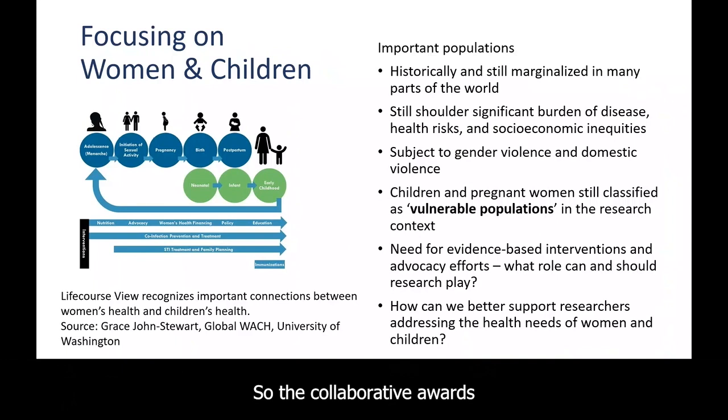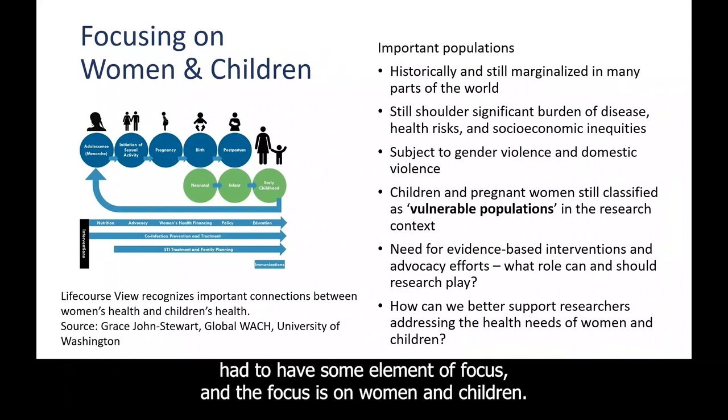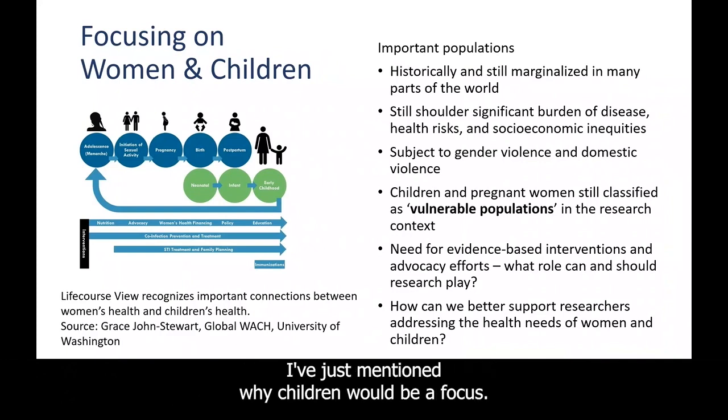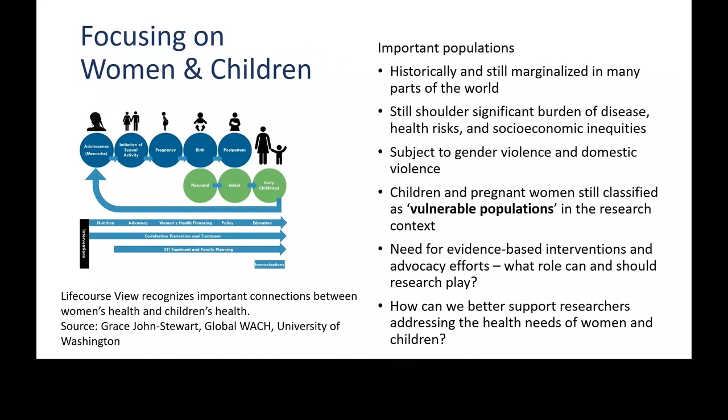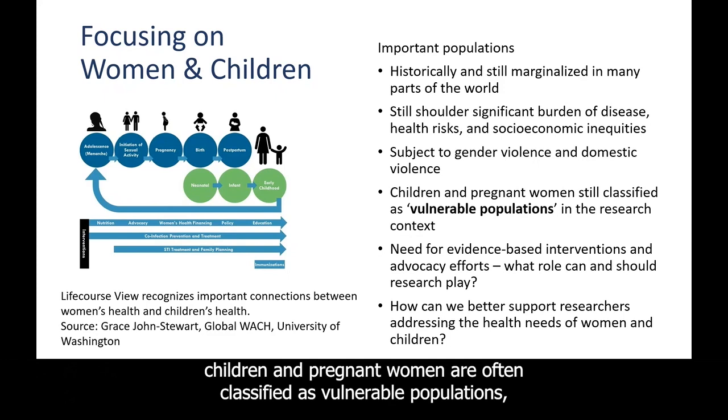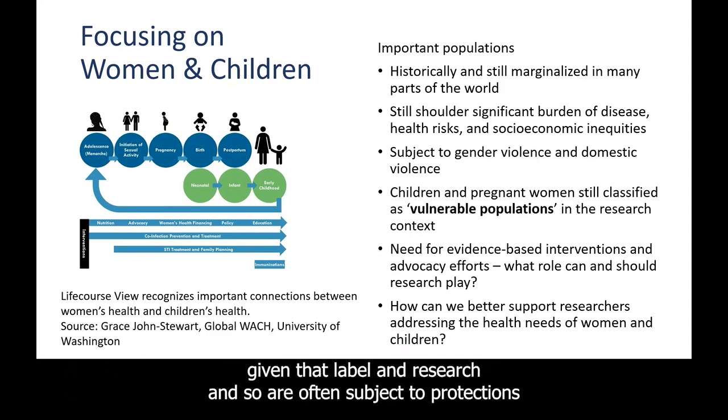So the collaborative award had to have some element of focus, and the focus was on women and children. I've just mentioned why children would be a focus. There are obviously many interconnections between children and women, and women are also agents of change in wider families and communities. Just looking at some of those issues down the right-hand side of the slide as well here. Children and pregnant women are often classified as vulnerable populations, given that label in research, and so are often subject to protections for those reasons.